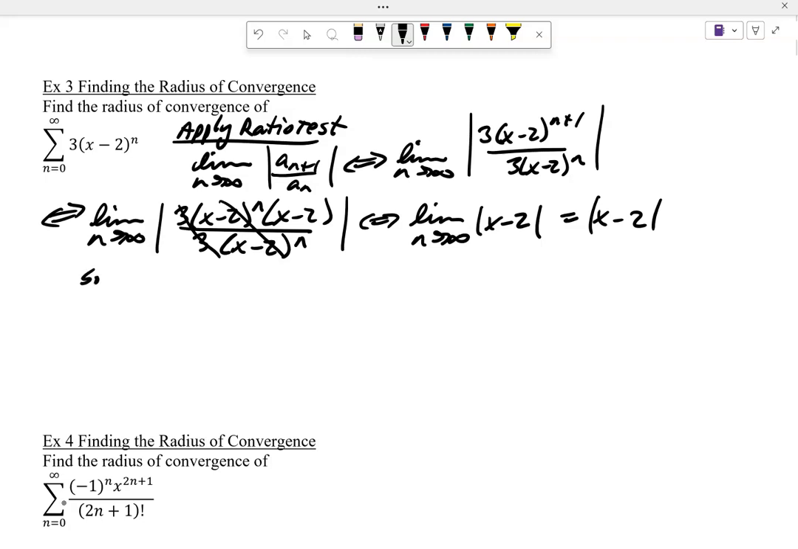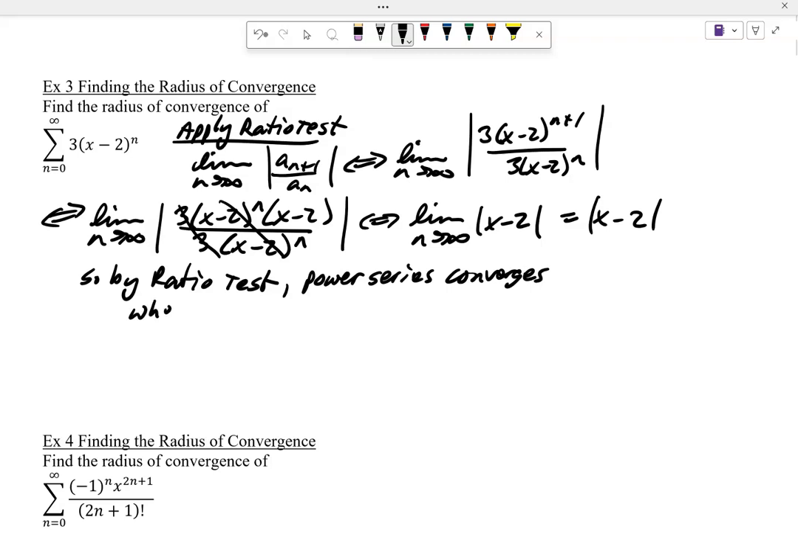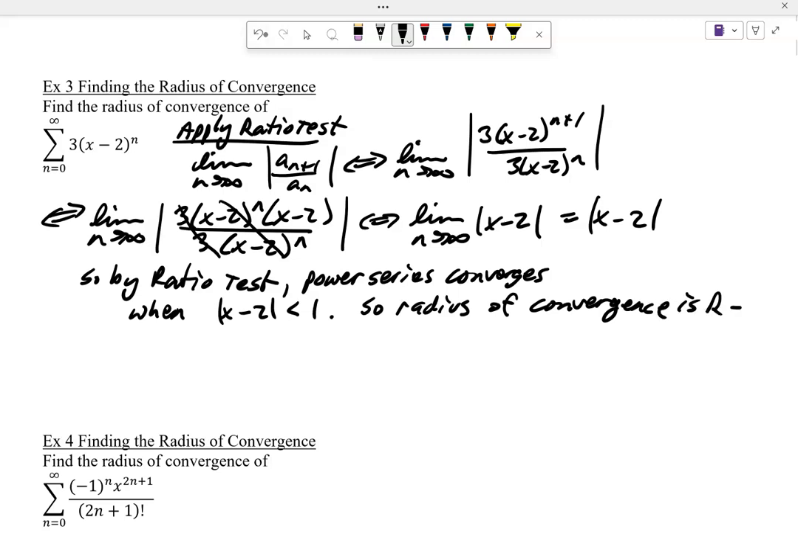So, by the ratio test, the power series will converge whenever that is less than 1, right? By the ratio test, we want it to be less than 1 to converge. And so the radius of convergence is r equaling 1.